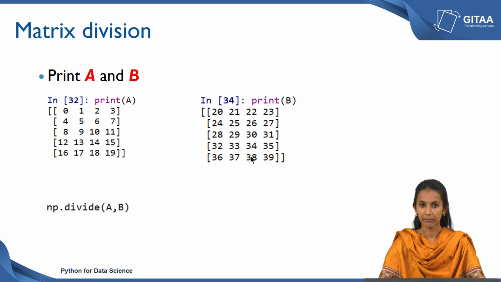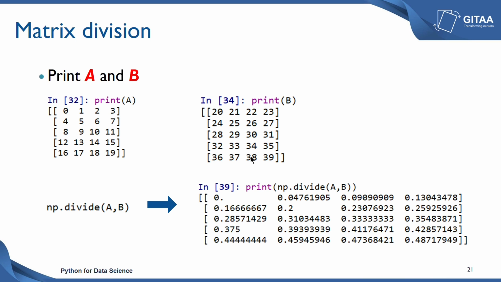So we will perform an element wise division. The command is np.divide A, B. So it has to return values when we print. So we will be getting a value like this. First it takes the first element of the first matrix and the first element of the second matrix. It is 0 divided by 20, which is 0, and the next one will be 1 divided by 21. So it performs element wise.